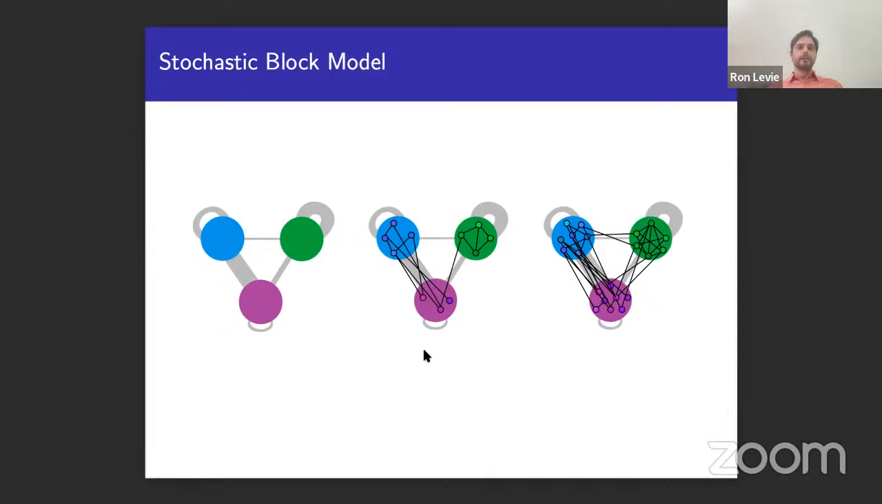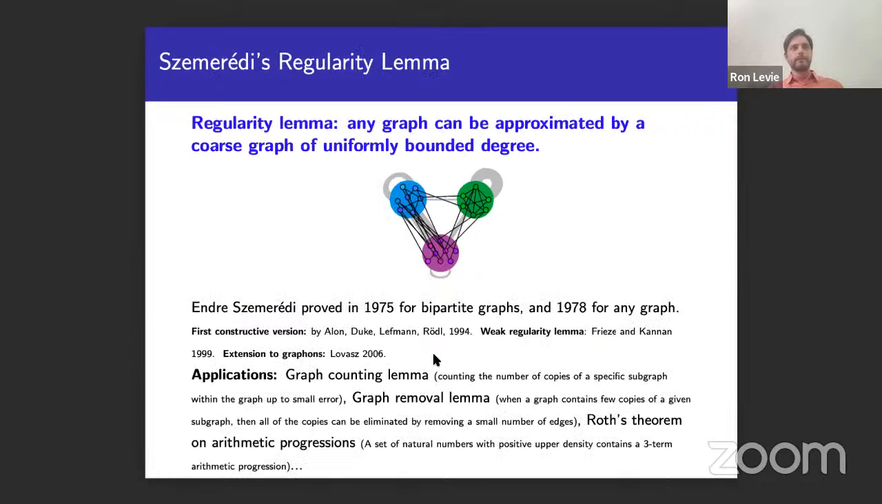Given a deterministic graph, is it always possible to find the stochastic block model such that the graph looks like it was randomly sampled from the stochastic block model? And the answer is yes. This is called Szemerédi's regularity lemma. And it says exactly that.